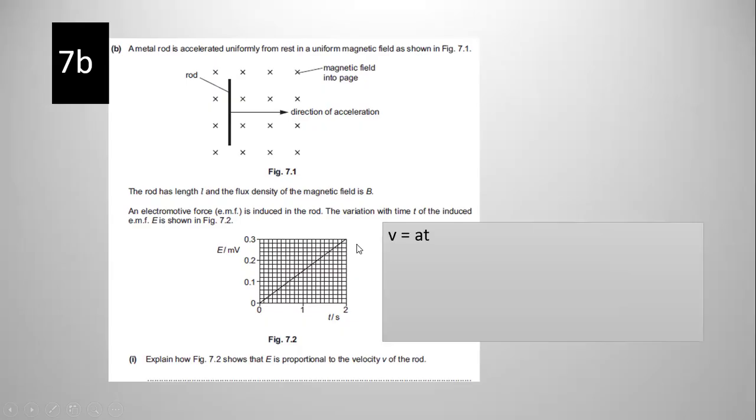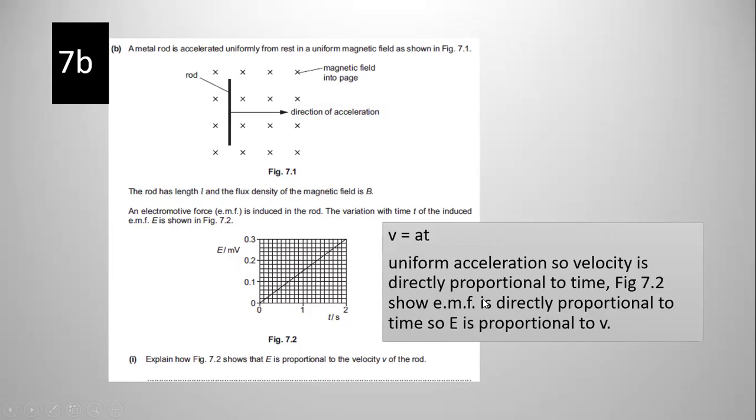Right? Starting at rest, we are just going to our AS, v equals u plus at, u equals 0, so v equals at. Uniform acceleration, a constant, v is directly proportional to time, right? E is proportional to time, so E is proportional to velocity. EMF is directly proportional to time, so E is proportional to v. Okay, can?